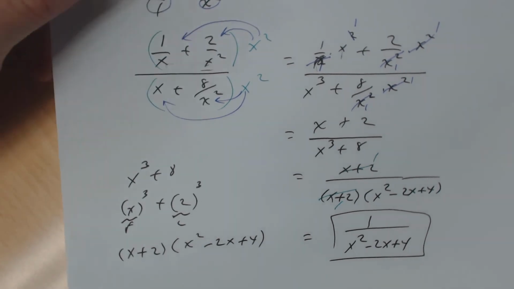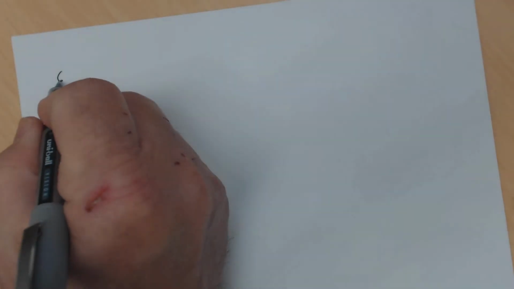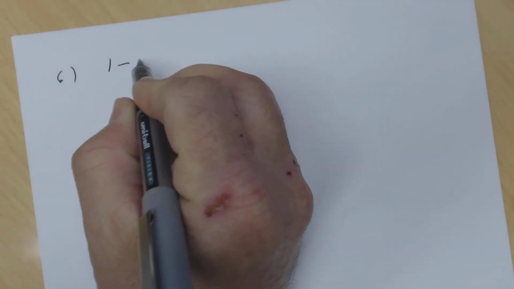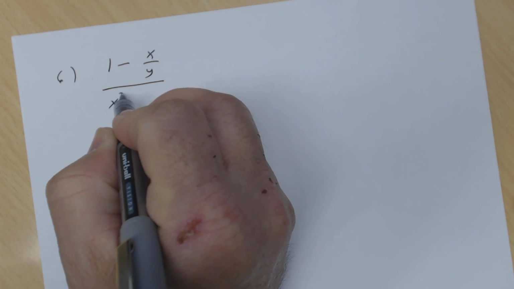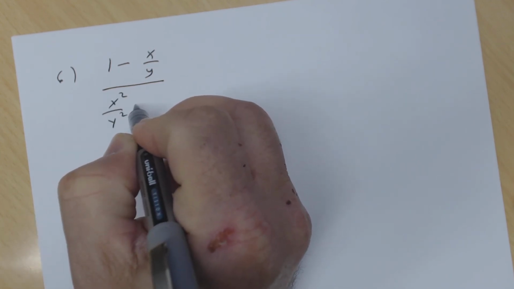Alright, let's do one more in this part. So let's look at this one. Okay, so this is number 6. You have 1 minus x over y, divided by x squared over y squared minus 1.